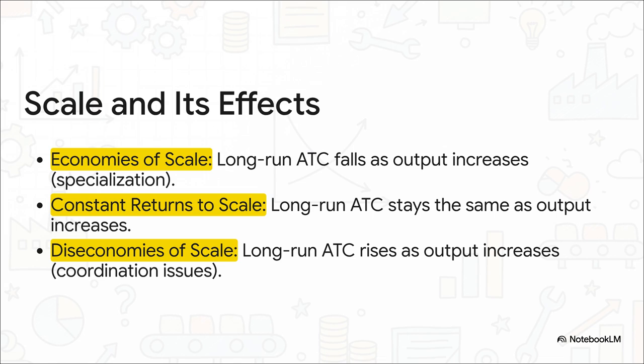The shape of that long-run curve tells us about the effects of getting bigger, or what we call scale. On the downward sloping part, you have economies of scale. Getting bigger actually makes you more efficient, usually because of specialization. But if a company gets too huge and bureaucratic, coordination becomes a nightmare and the curve starts to slope up. That's when you hit diseconomies of scale.